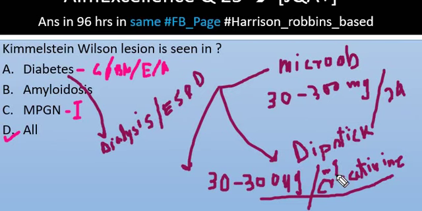This is the major criteria, and once you are able to diagnose microalbuminuria, you will be able to control the situation better. As per drug, we have to give ACE inhibitor or ARB, angiotensin receptor blocker.